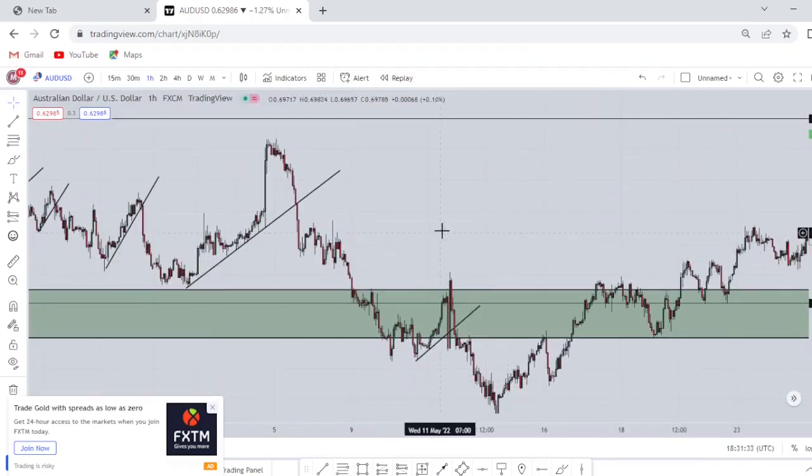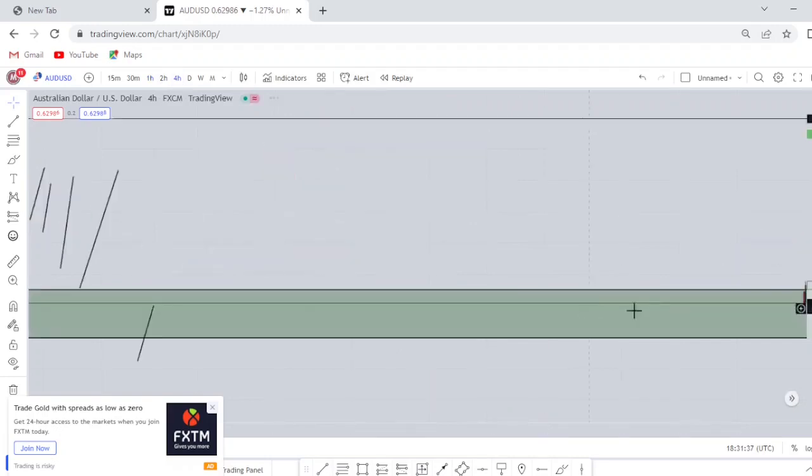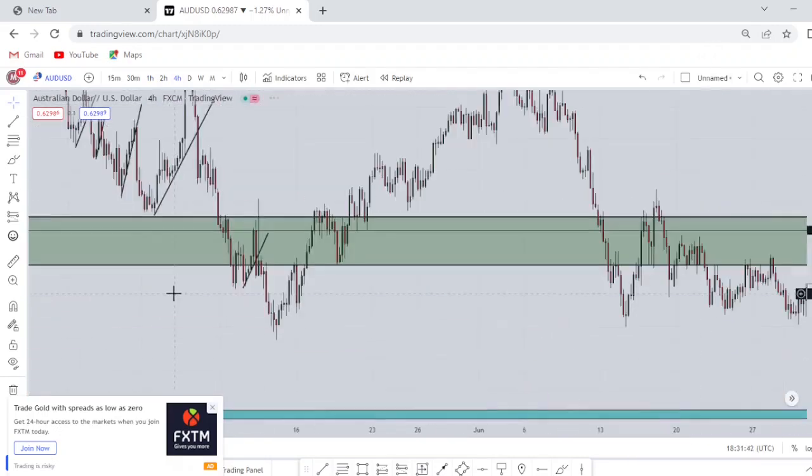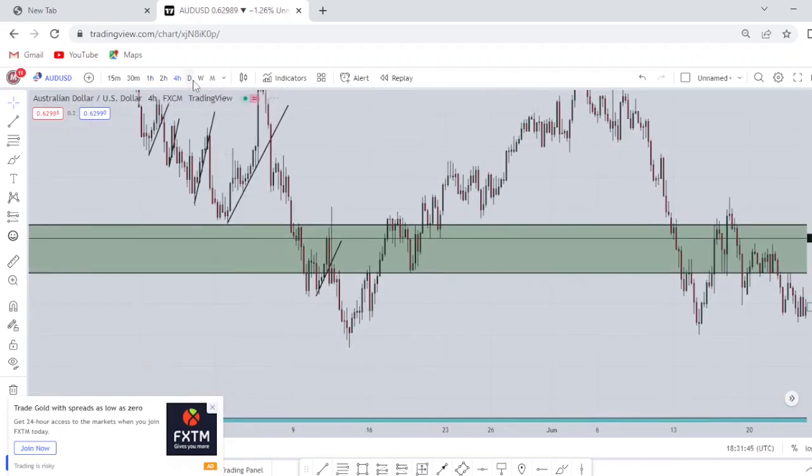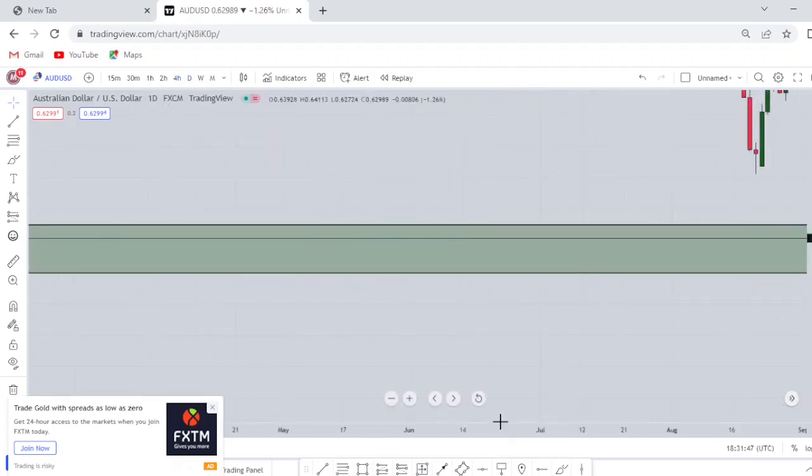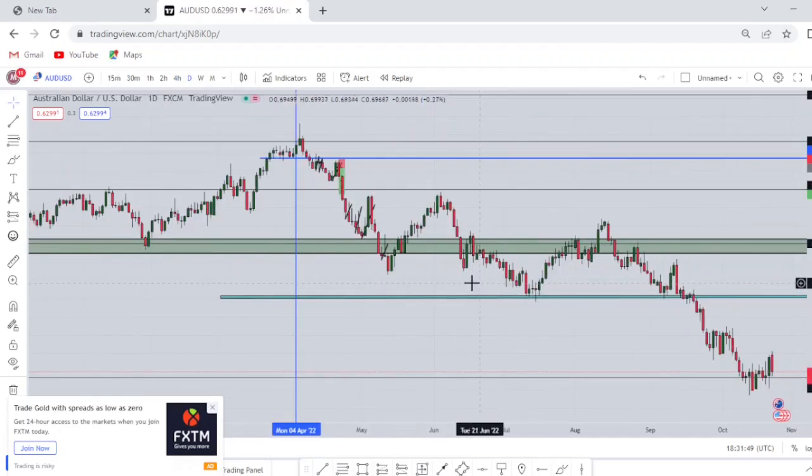Now, okay, let me explain something here. There's a change of structure here, but for you to confirm that there's a change of structure, you have to go down to the daily time frame and also your 4 hours time frame to get the overall structure of the market.